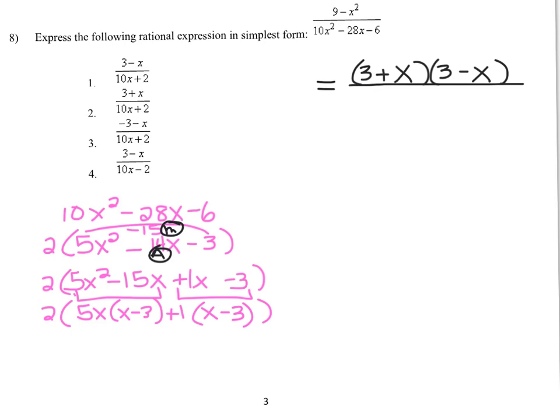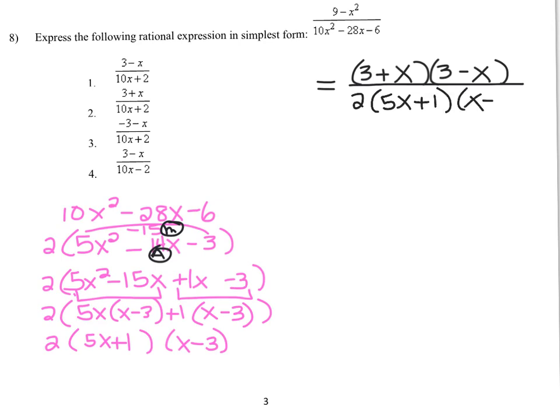So let's first bring down our 2. Then we group together this 5x and this positive 1 in one parenthesis, and then we rewrite our common binomial of x minus 3. There we go, that's factored. So let's put that in our denominator and go back to our fraction up here.